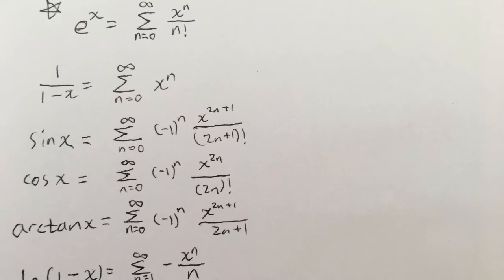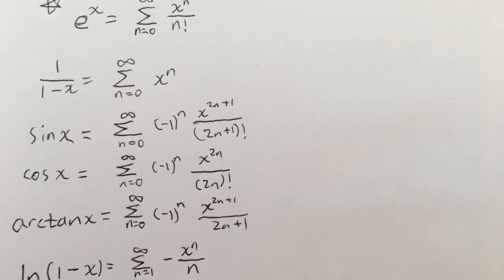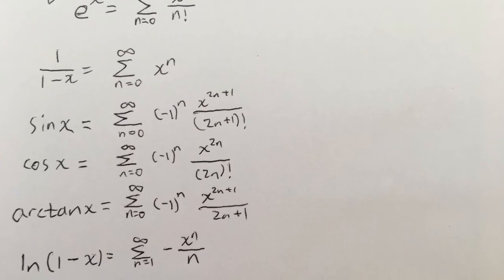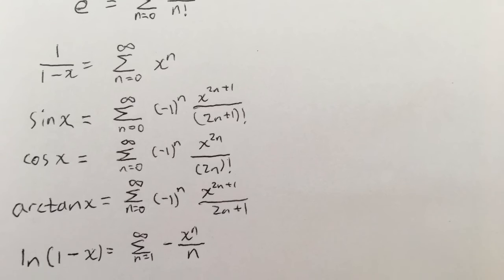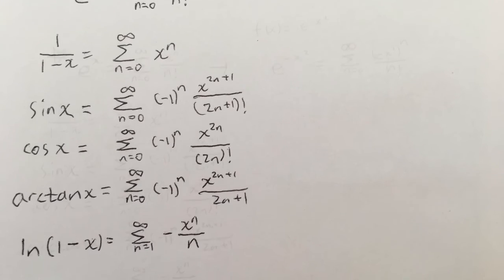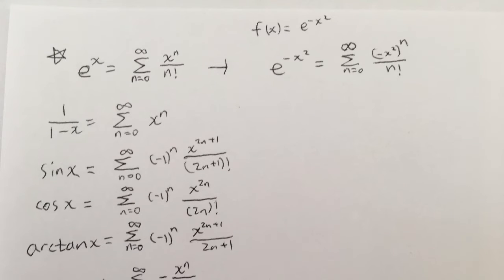Now for the AP testing, I would recommend memorizing these following 6 Taylor series representations. These 6 Taylor series representations show up a lot on the AB test, and e to the x will be the one that we will be utilizing in our problem right now. Since our function f of x is e to the negative x squared, we're going to treat negative x squared as x and substitute that into the Taylor series representation of e to the x.